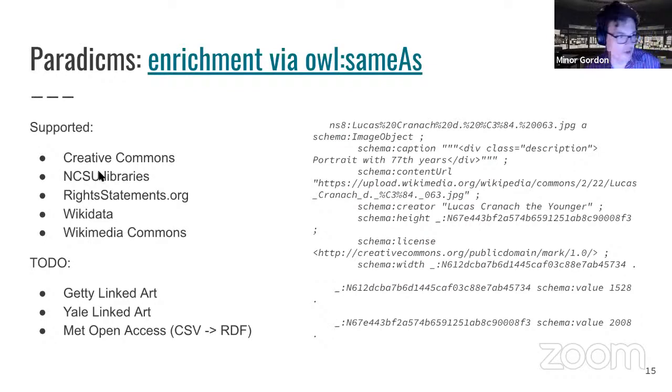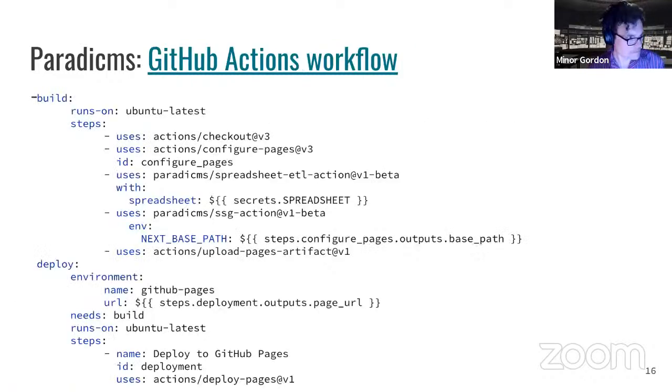I would like to thank the people at North Carolina State University Libraries, because they embed schema.org for all of their collection data, which is a nice thing to be able to test. This one is from Wikidata actually. I wish that Wikimedia Commons exported RDF also, but instead I used the API and translated it to schema.org and emitted that for downstream consumption. On my to-do list here are Getty Linked Art, Yale Linked Art, and Met Open Access CSV.